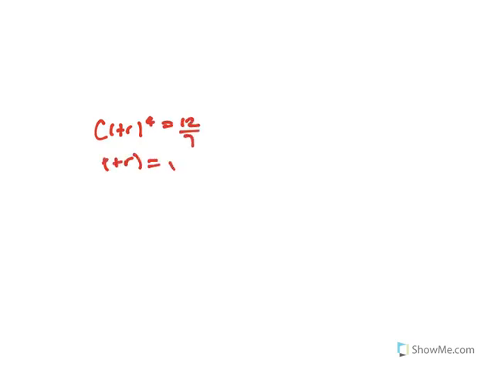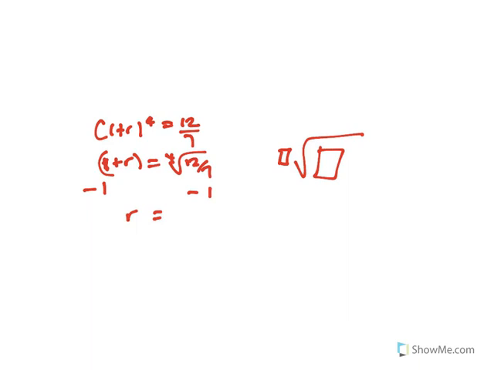1 plus R is the fourth root of 12 on 7, because the opposite to a power of 4 is a fourth root. The button on your calculator looks like that you can use. And then to get rid of the 1, you subtract 1 on both sides. So you get 0.114, which if you times by 100 is 14.4%.